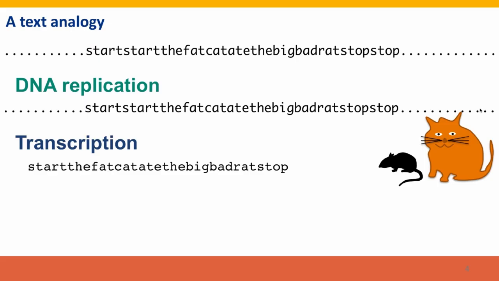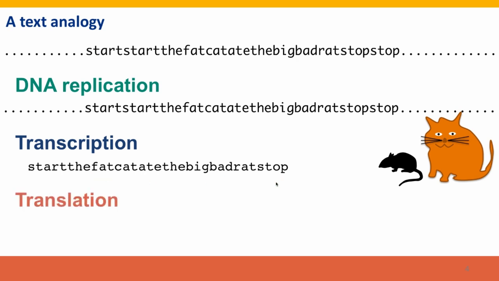Transcription reads the initial signals, the start signal, the stop signal, and it makes a copy of the information in between, in the language, still a nucleotide language. It's a variant of the language, like a dialect. You can think of RNA as being a dialect of DNA. So this is made in RNA.